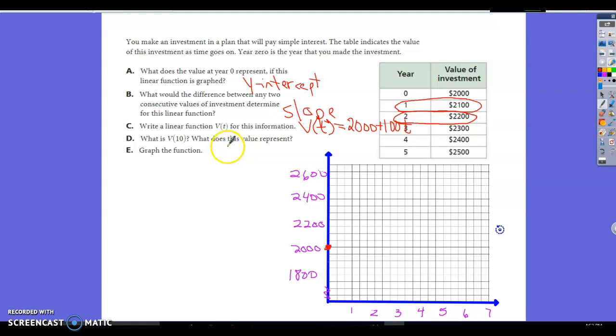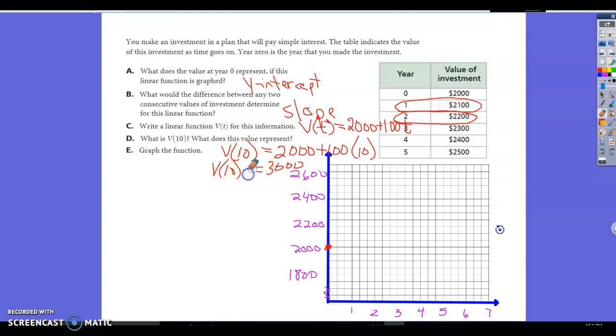So you can plug in v of 10, so you can plug in 2,000 plus 100, and then put in 10 there. And then when you multiply that out, that'll give you how much money they have in 10 years. So 10 times 100 is 1,000, plus 2,000 is $3,000. So after 10 years, their investment has $3,000.